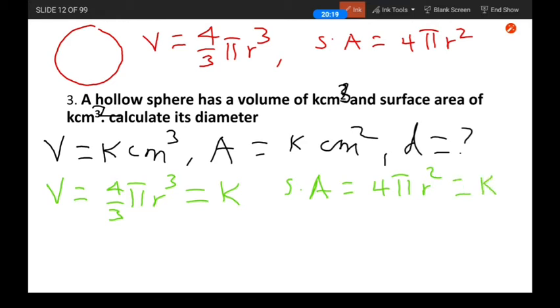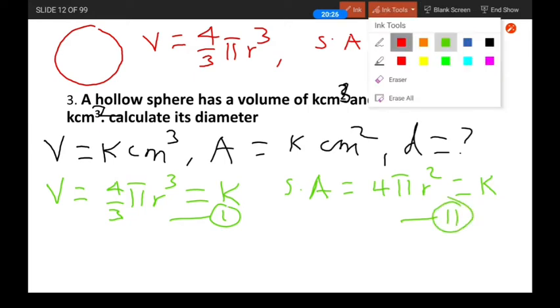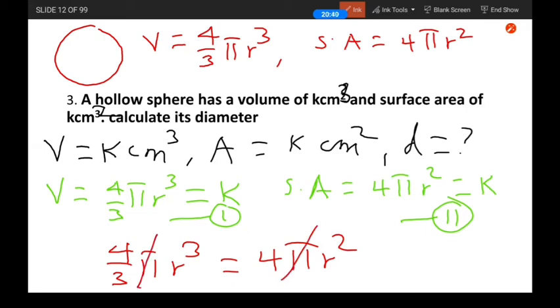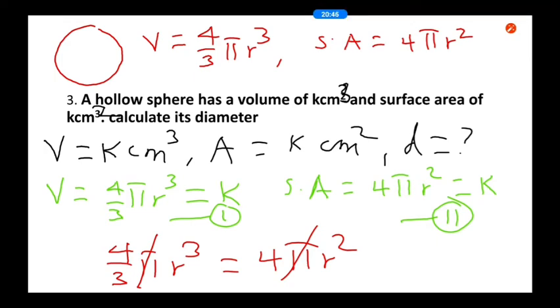That means equation 1 equals equation 2, so we can equate them together in this case. That is 4 over 3 pi r cubed equals 4 pi r squared. Always look at the question ahead of what you are solving. Pi will cancel pi. Now we have 4 over 3 r cubed equals 4 r squared. So what do we do next there?